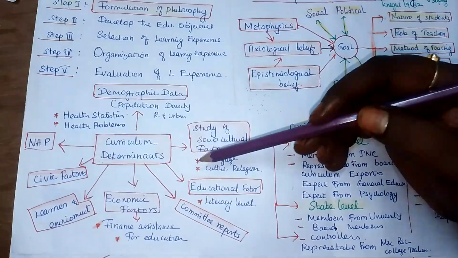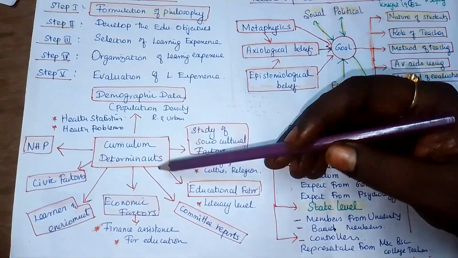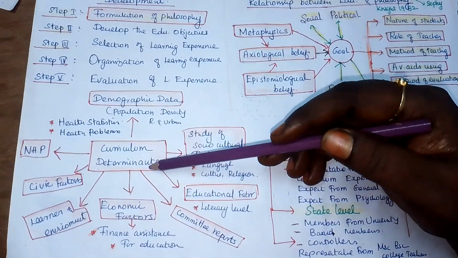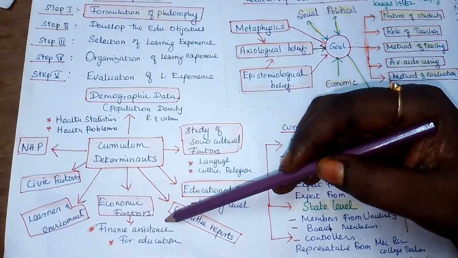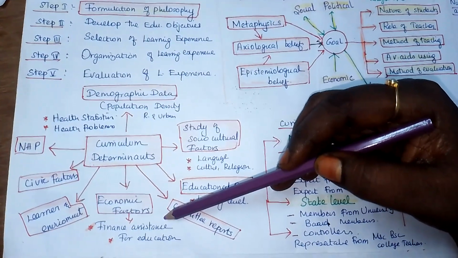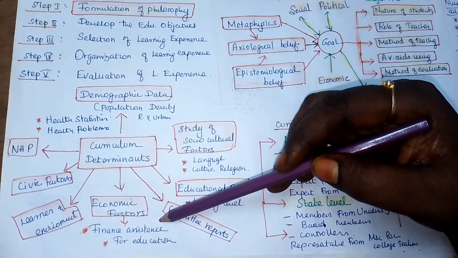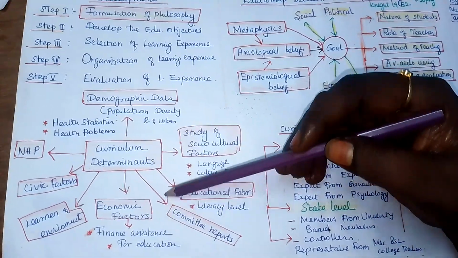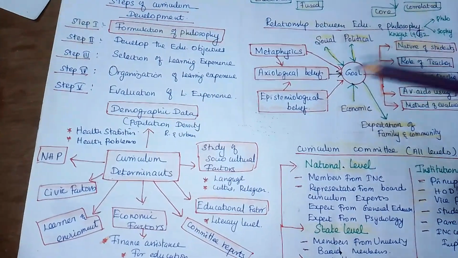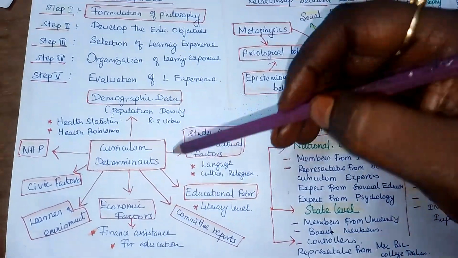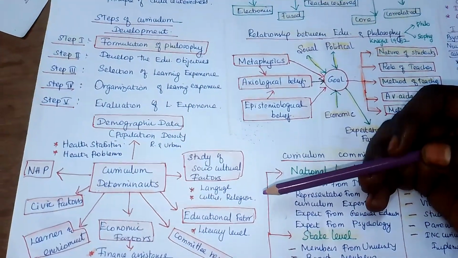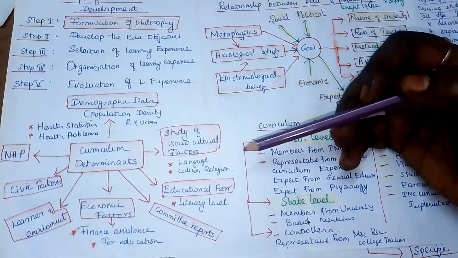Will this language be good or not? What is the learner's environment regarding the course curriculum? What is the civic factor? What is the financial assistance? Whether the persons will be getting a credit card. If there is no scope for this course, will the bank give you a loan or not? So when I formulate a curriculum, I have to understand the curriculum determinants. Keeping the curriculum determinants in mind, I have to develop the curriculum. Clear or not? Okay. Who will be developing the curriculum?